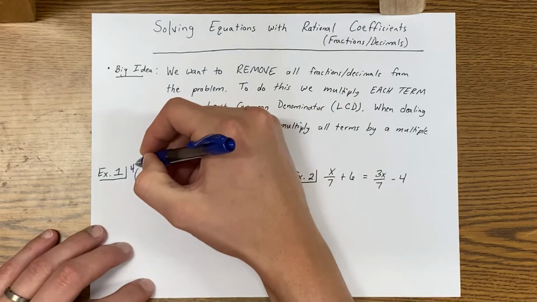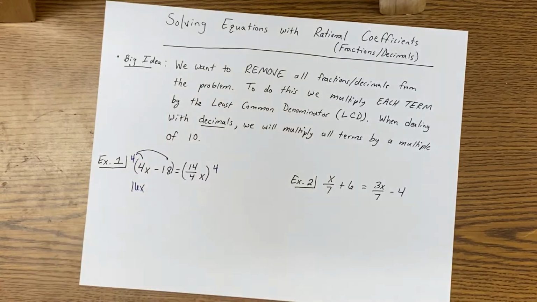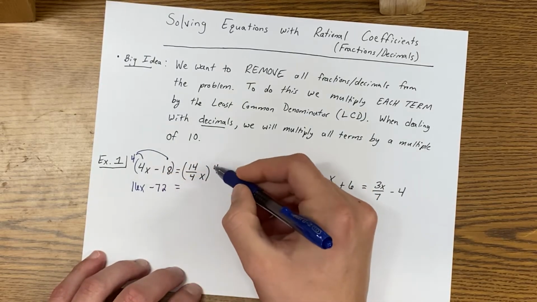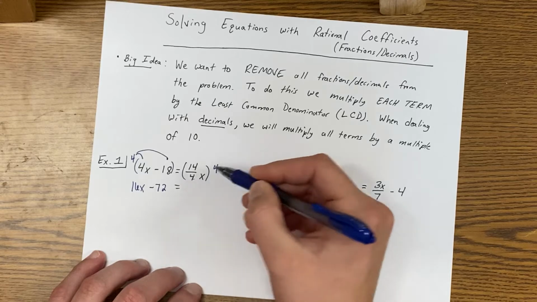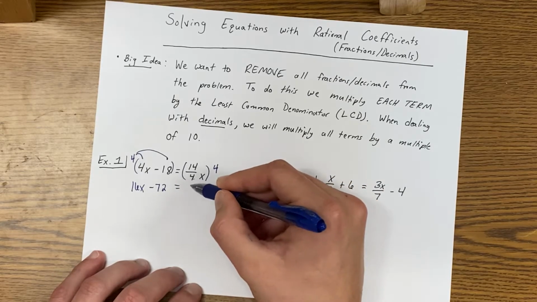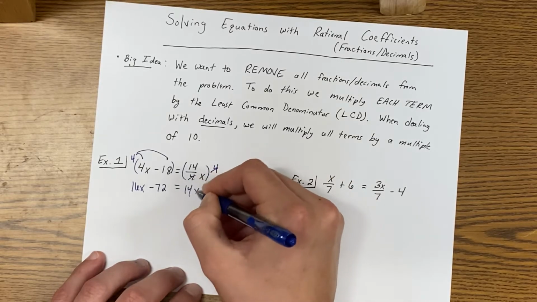So here I do the distributive property. 4 times 4x gives me 16x. And then I do 4 times negative 18. So I do 4 times 18, we get 72. That's going to be negative 72, or minus 72 equals. Now here, these numbers right here are going to cancel each other out, right? Because if I divide a number by 4 and then multiply by 4, those just cancel out. So I'm left with 14x.